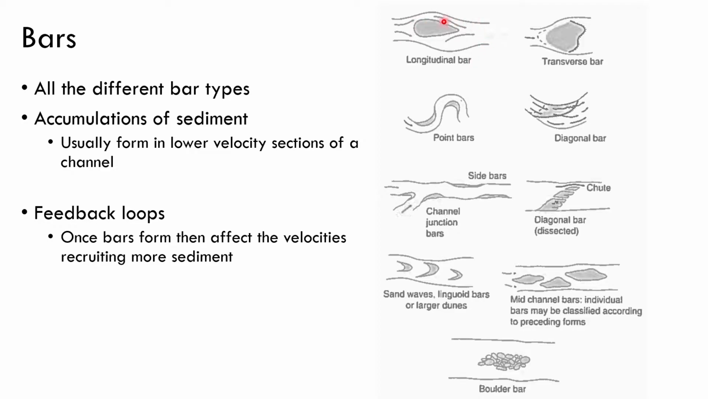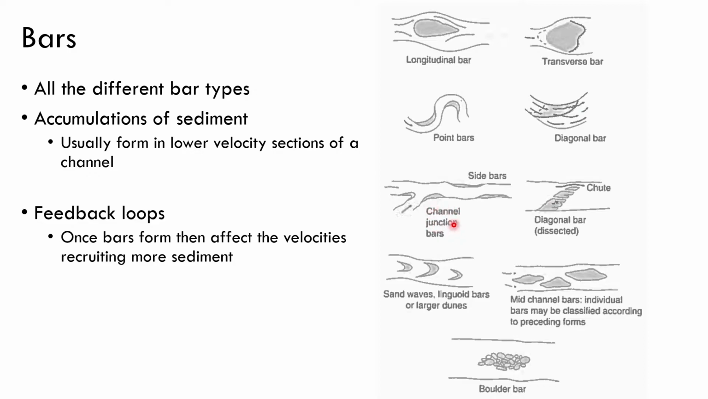So all the different types of bars here, we'll look at a few examples on the next couple of slides: longitudinal or mid-channel bars. We have things called transverse bars, which span the entire channel and are big wedges of sediment. Point bars are very commonly the lateral bars that form in meandering streams. You can get diagonal bars or cross-channel bars that go from one bank to the other in a long downstream fashion.